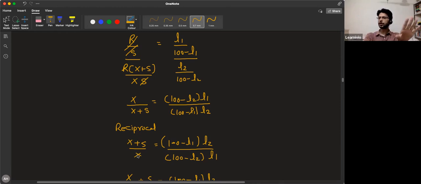You can even solve it without reciprocal. You can just cross multiply them. Take all terms containing x to one side.